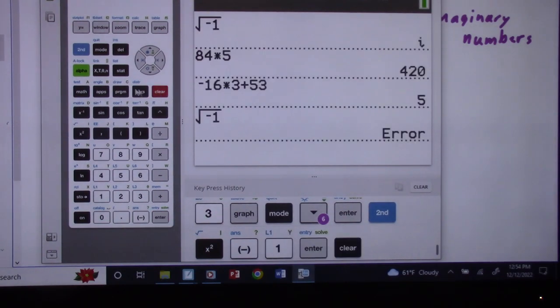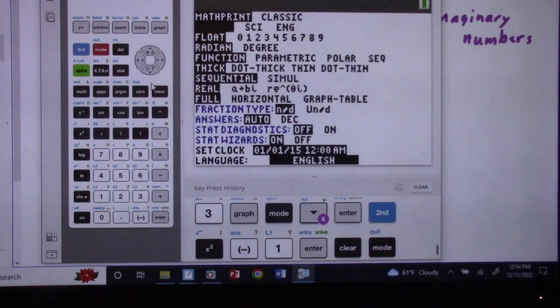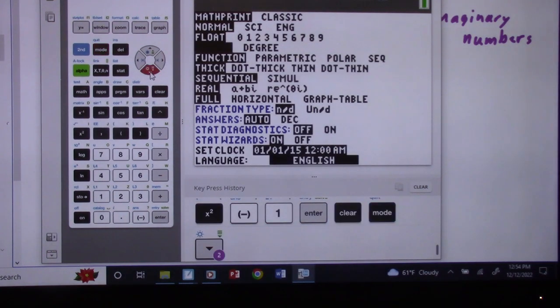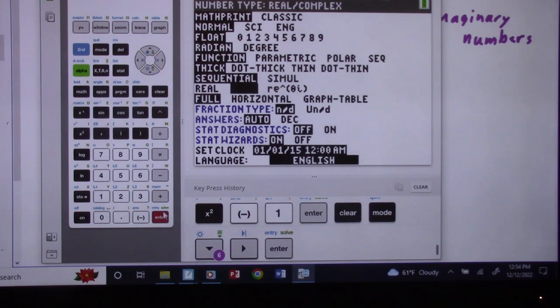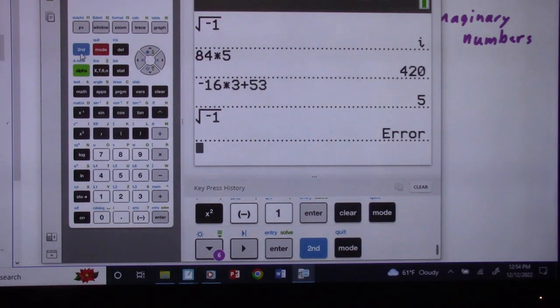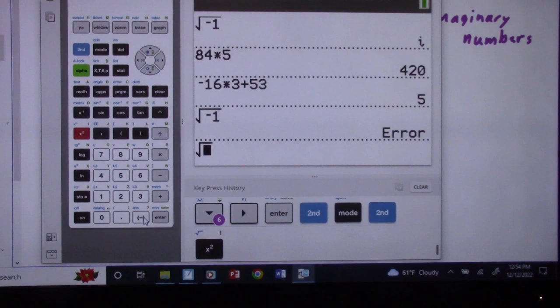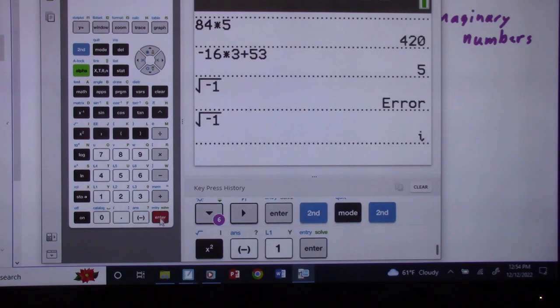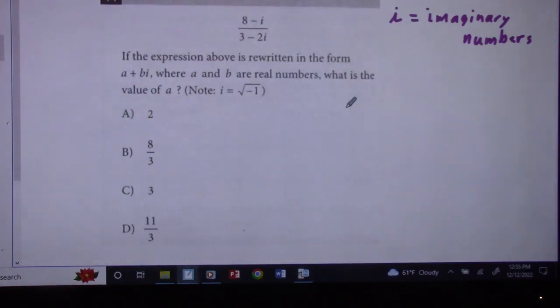Now I go back and set my calculator on a plus bi. What do you think I'm going to get when I put square root of -1? I'm not sure, but let's see. What do we get? i. So the calculator recognizes that.